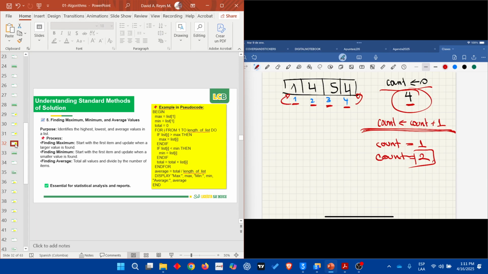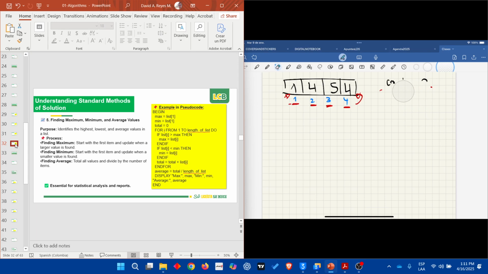In this one, this is a little bit longer, but I am going to try this. I am going to use the same list that I have here. So let me delete. In this one, we use the process that is called maximum, minimum, and average. What that means is that we are going to find the maximum number in this list, the minimum number in this list, and the average of this list.